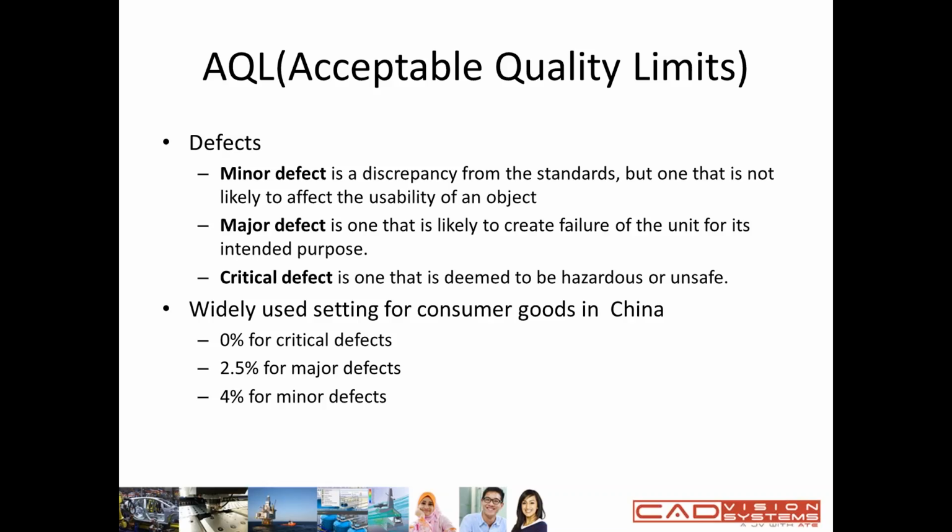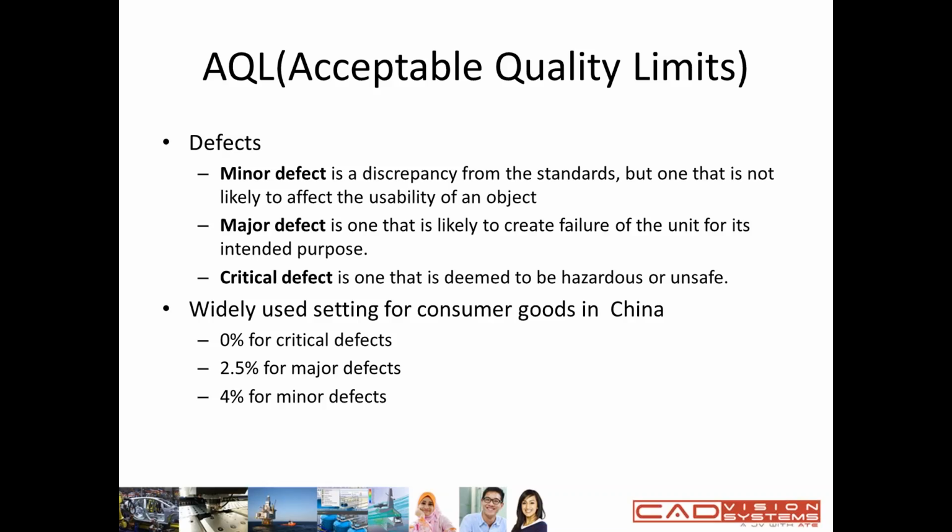So the last one will be the critical defect. For critical defects, it might cause the user harm, or the regulations are not respected, or it will be dangerous to use. So basically, for most manufacturers, if they have one critical defect, they might need to remanufacture the whole thing.